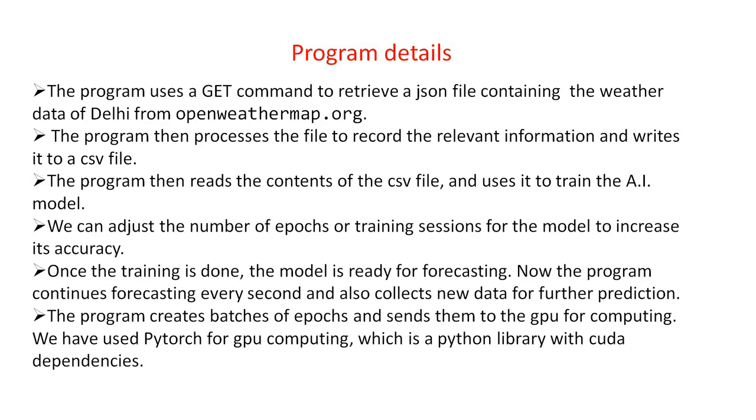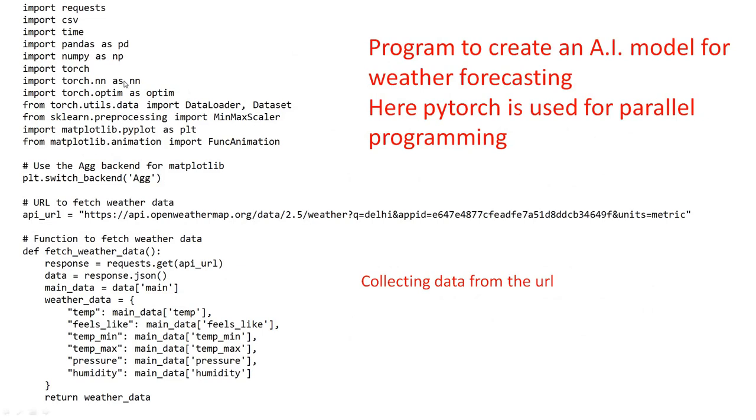Now the program continues forecasting every second and also collects new data for further prediction. The program creates batches of epochs and sends them to the GPU for computing. So it is being done online, an automated learning, and it is processed in the GPU. We have used PyTorch for GPU computing, which is a Python library with CUDA environments. The program looks like that.